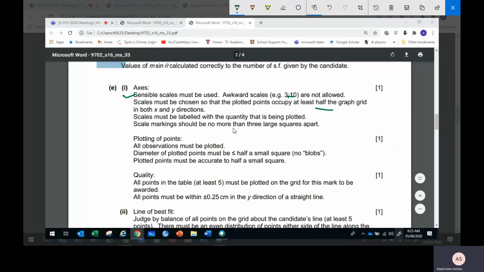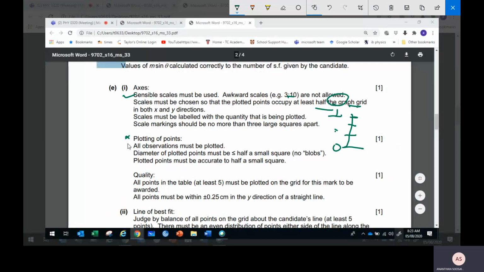Scale must be labeled with the quantity that is being plotted. Scale marking should be no more than 3 large square parts. That means the scale at the side, every 3 large boxes, you give a scale reading. If you go for like 4 boxes, you give the reading wrong. 4 boxes empty, you never tell what the value is. I don't think many of you go for like 4. At least every 2 boxes you give scale, so you get the mark. It's all scale mark, a lot of criteria to be followed. One missing, you lose mark.